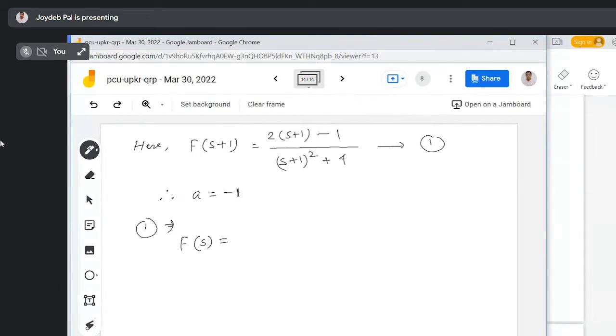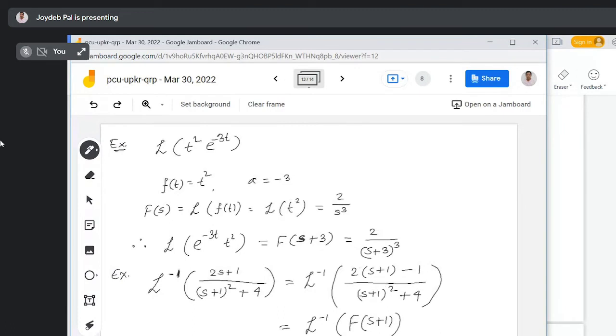And now I need small ft. So if I know a and if I know small ft, then we are done. I can write immediately Laplace inverse of that. It is e to the power at into ft. Now a is minus 1, so e to the power minus t into ft. अब ये एफ टी क्या है? एफ टी है लैप्लास इनवर्स ऑफ एफ एस. तो एफ एस भी चाहिए ना.